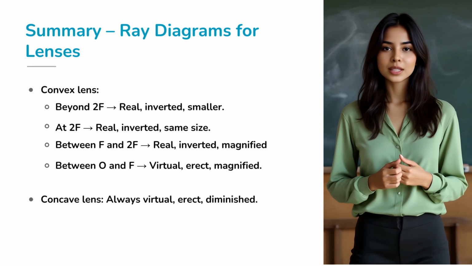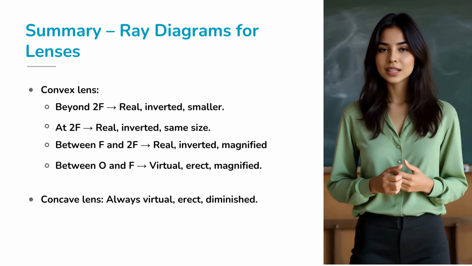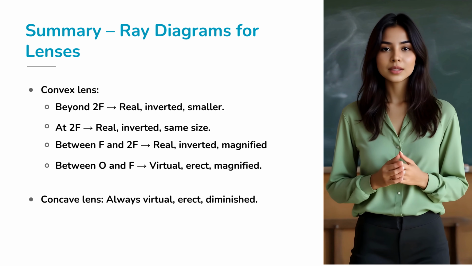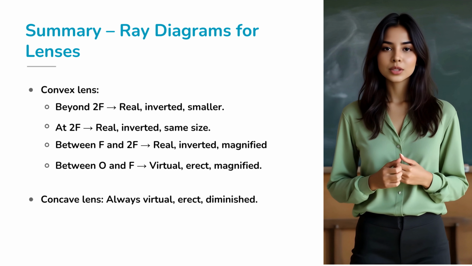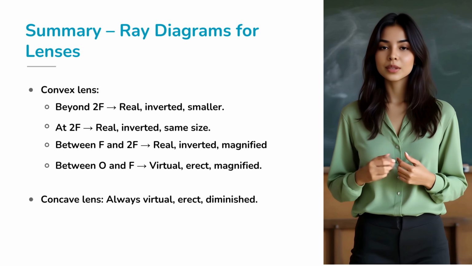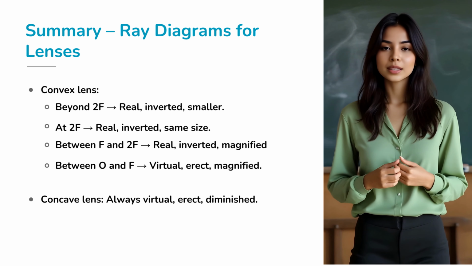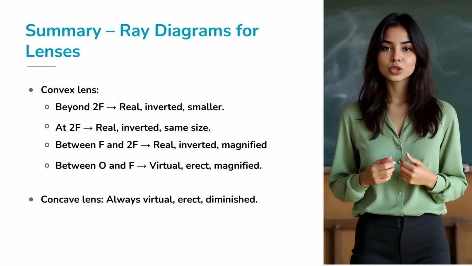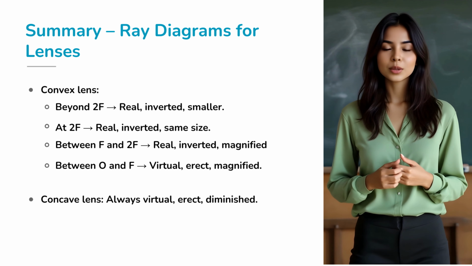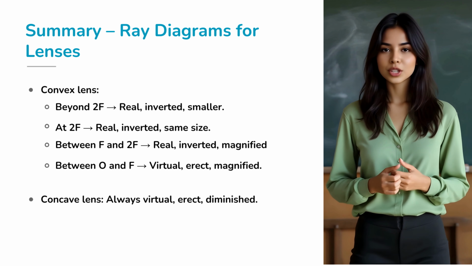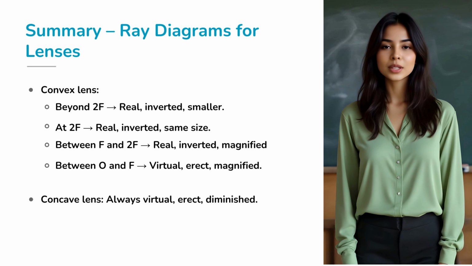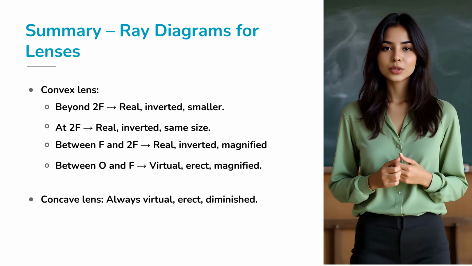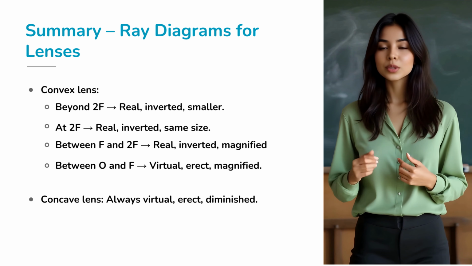So, here's the big takeaway. The convex lens is like a shapeshifter, sometimes shrinking, sometimes enlarging, sometimes flipping, depending on the object position. The concave lens, on the other hand, is steady and reliable, always giving a smaller, upright virtual image. And that's the beauty of ray diagrams. With just a few simple rules, we can predict the behavior of lenses in cameras, projectors, microscopes, telescopes, and even your own spectacles.